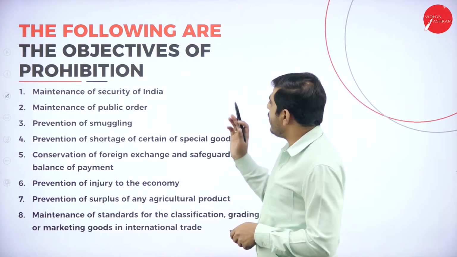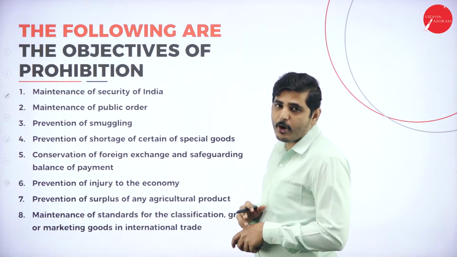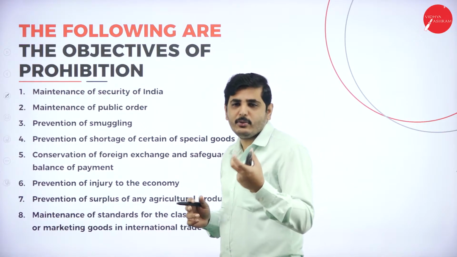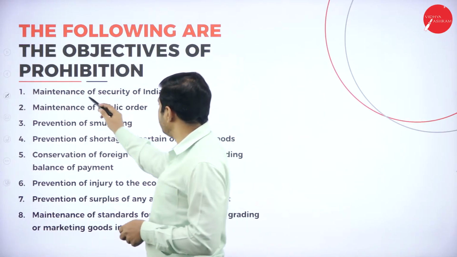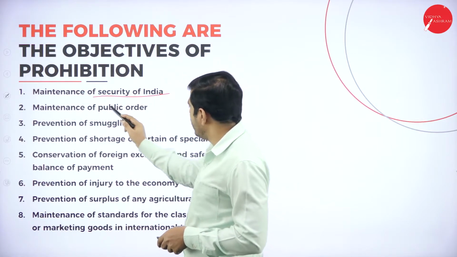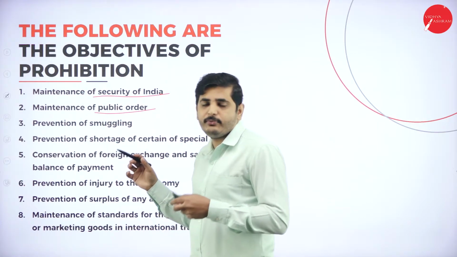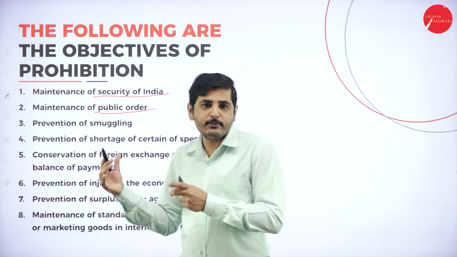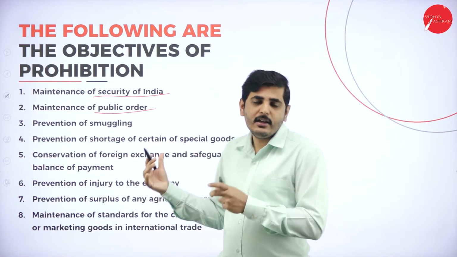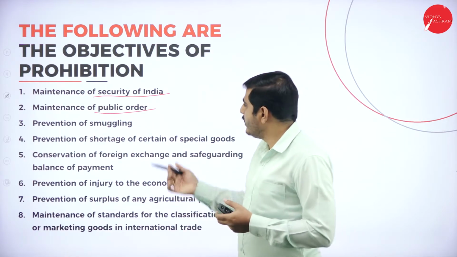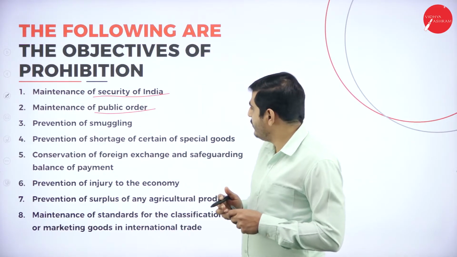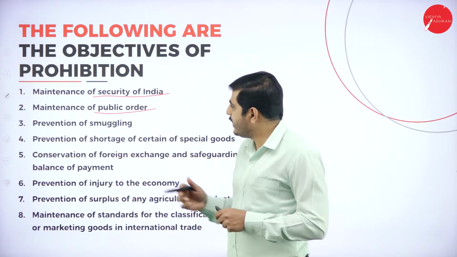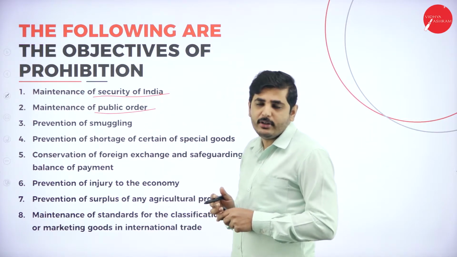Next one, the objectives of the prohibition of the following items. Why will the government prohibit goods? These are the objectives: maintain the security of India and also maintain public order. If the government did not prohibit harmful products like explosives, guns and any other equipment, it would lead to a threat to security and public order in India. That's why the government has to prohibit some goods.